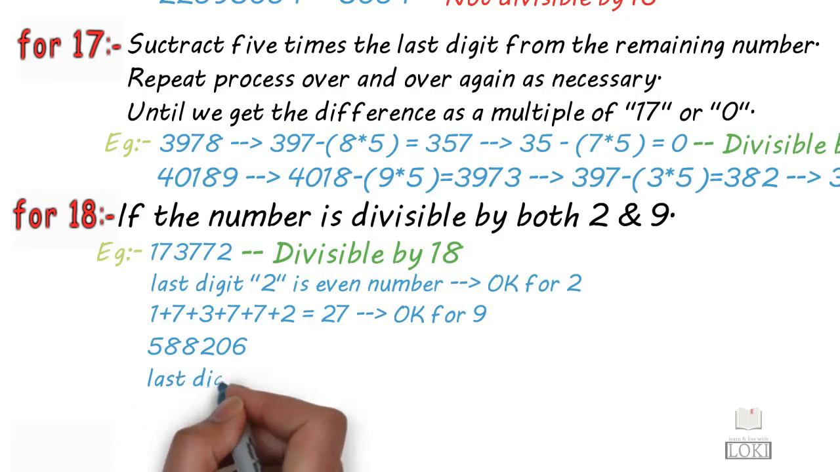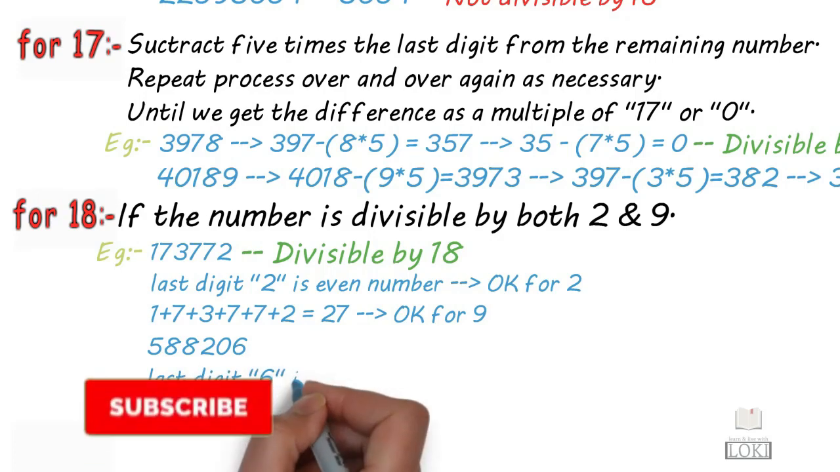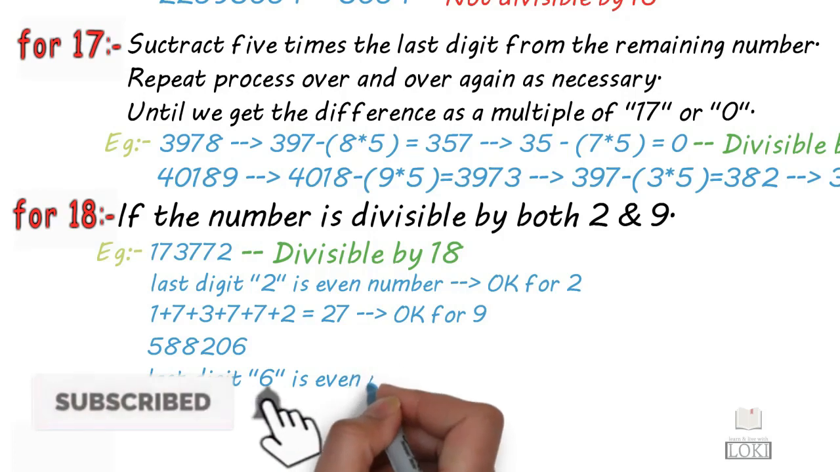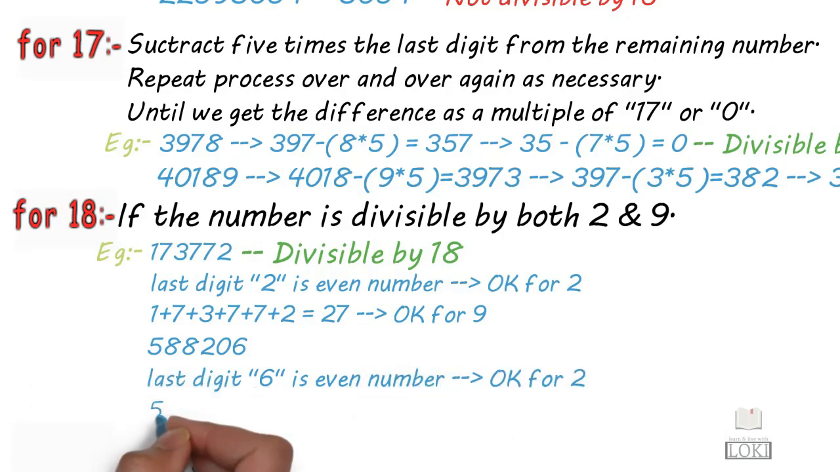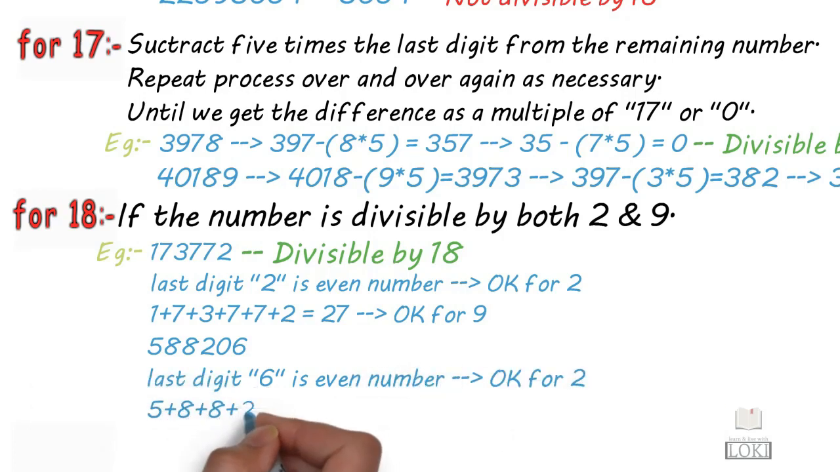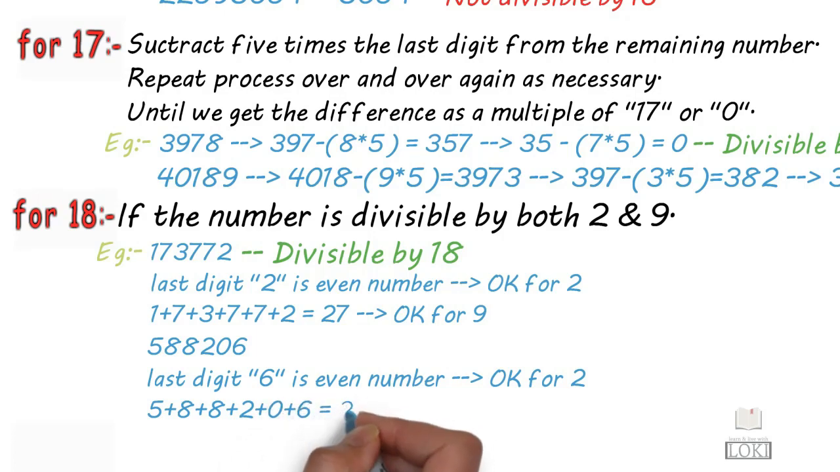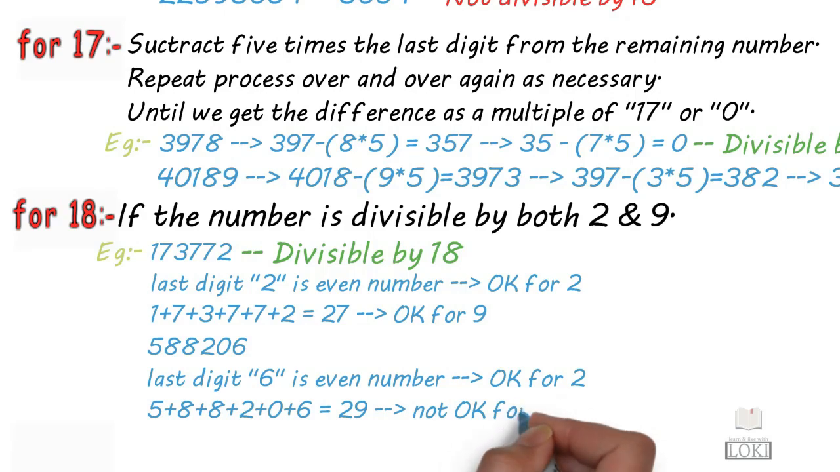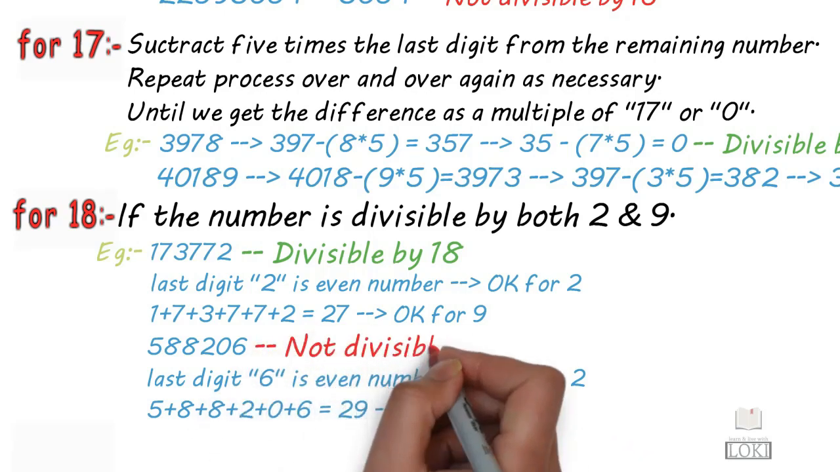Here 588206. The last digit is 6, which is an even number and so divisible by 2. And the sum of its digits is 29. But 29 is not divisible by 9. So we can conclude that this number is not at all divisible by 18, as it does not satisfy the rule for 9.